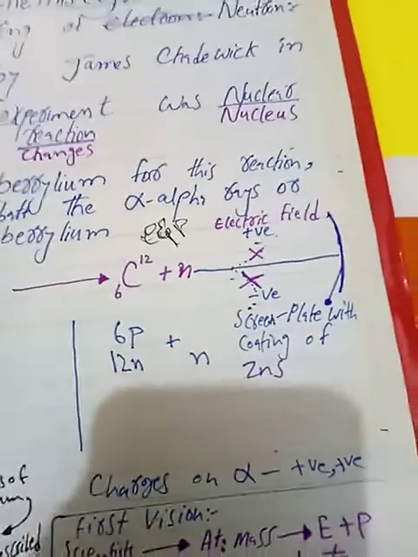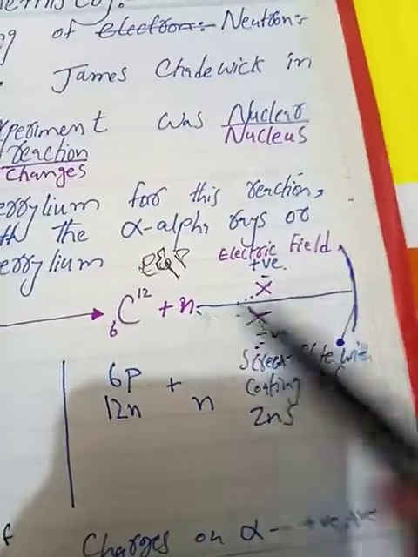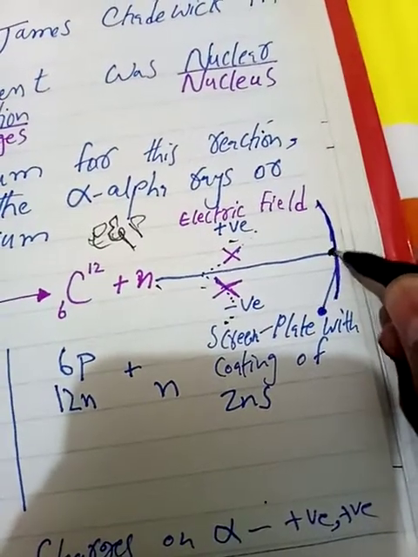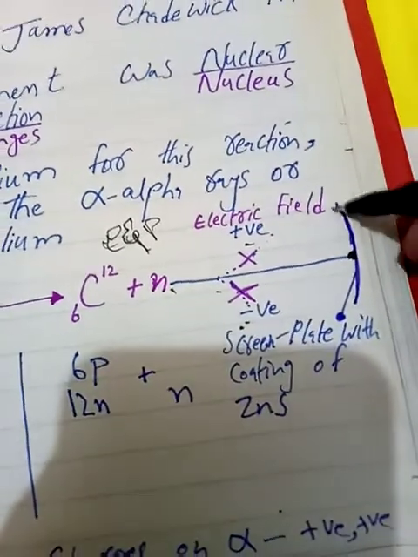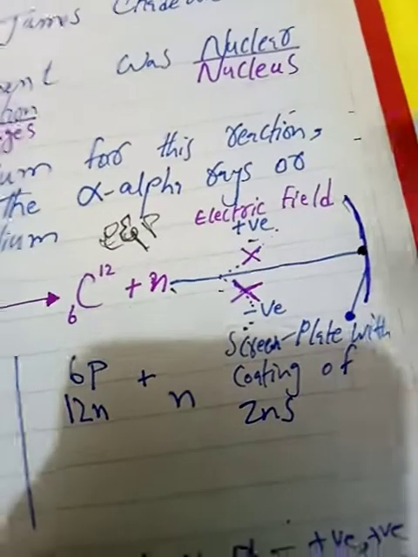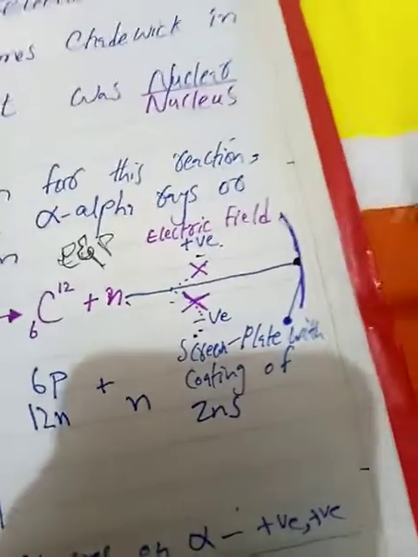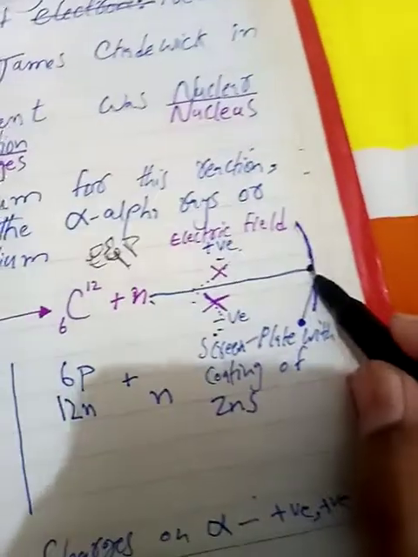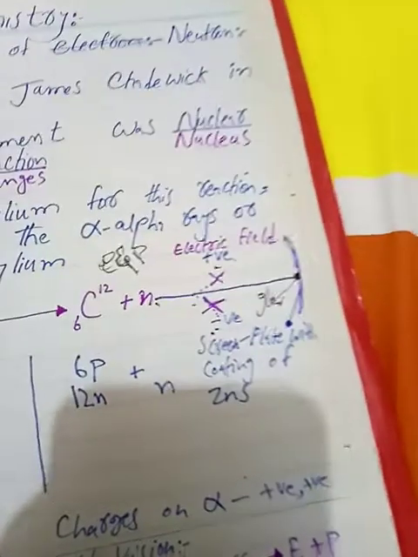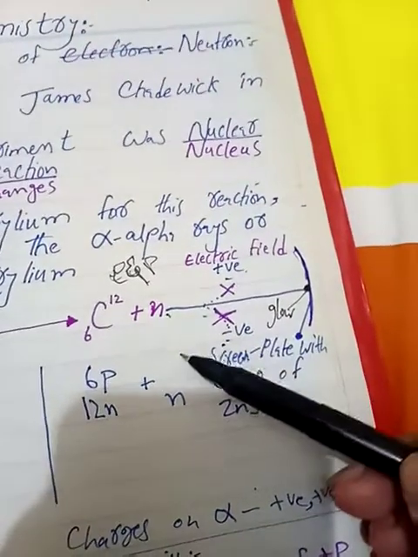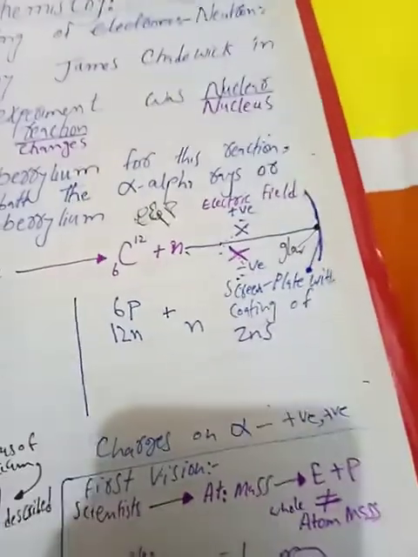But he observed another thing. He observed that the neutron goes straight forward and produces a glow on the plate, which has a coating of zinc sulfide. Because of this glow he was a bit confused, but he said that this particle is a neutron, and then it was discovered. It was the starting of the discovery of the neutron.